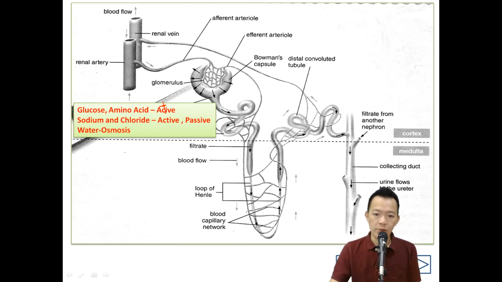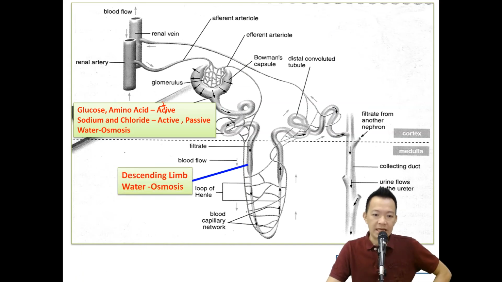For the loop of Henle, we can separate it into two parts. The descending limb is the part going down, and the part flowing up we call the ascending limb. So for the descending limb, what is going to be reabsorbed? Water. So copy here: at the descending limb of the loop of Henle, what will be absorbed? Water, by using the method called osmosis.